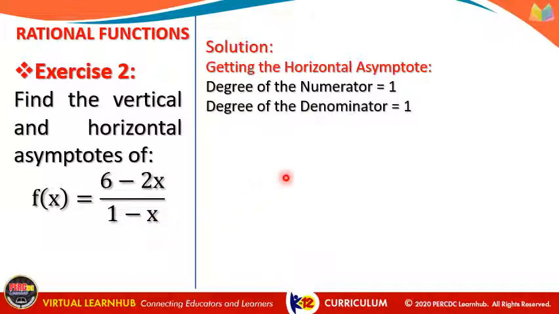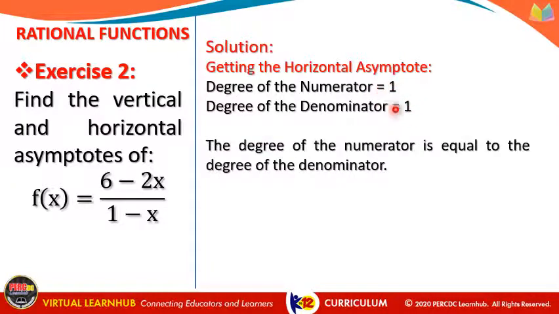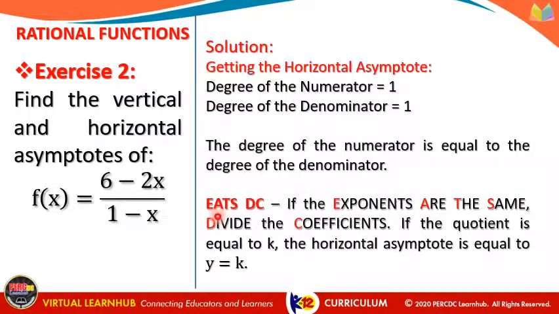As you can see, equal yung dalawang degree. Since equal yung degree ng numerator and denominator, gagamitin natin yung ratio of leading coefficients. So again, the exponents are the same, divide the coefficients. So kukunin natin yung quotient ng leading coefficient ng numerator at ng leading coefficient ng denominator.